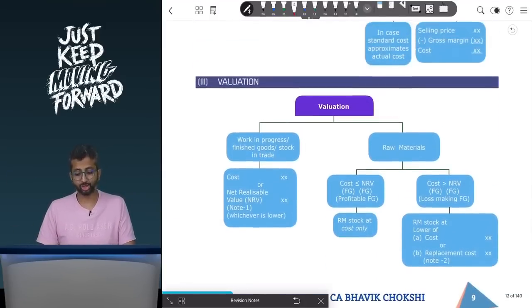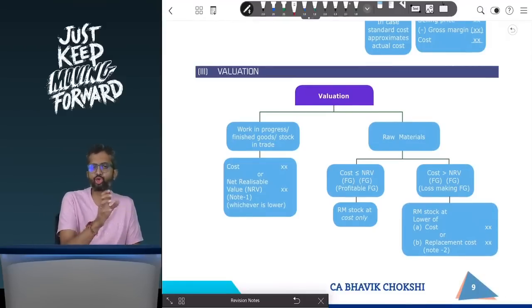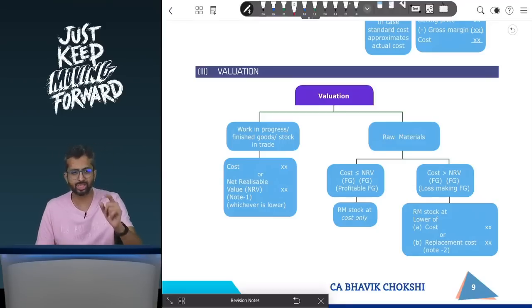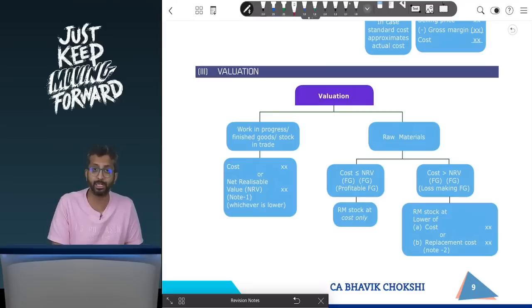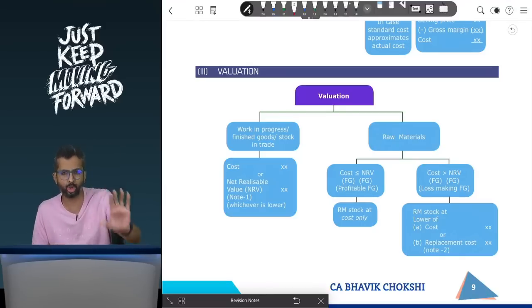Next, you go to the valuation, the last part of the chapter. Valuation of inventory, which can be finished goods or WIP, happens at the lower of cost, which you calculated earlier, or the net realizable value, NRV, which is the estimated selling price minus the estimated selling expenses minus estimated cost to complete. That will give you the NRV, or cost, whichever is lower. However, if it is raw materials, it does not make sense to compare it with NRV because you don't intend to sell the raw materials, and hence ideally raw materials should be valued at cost only.